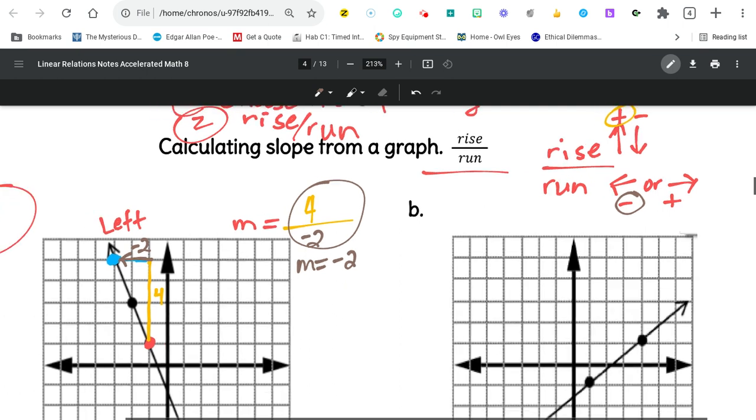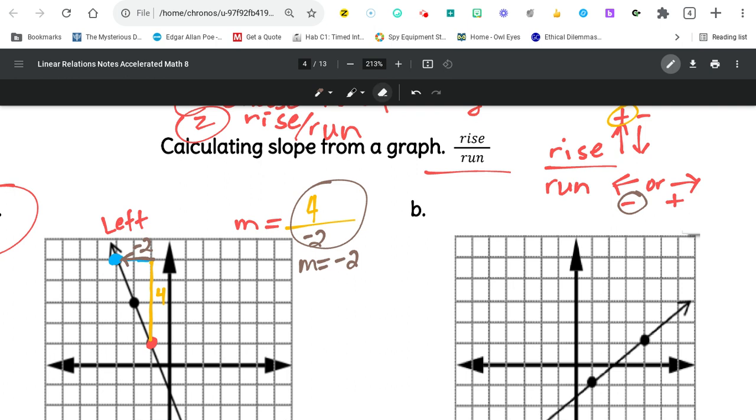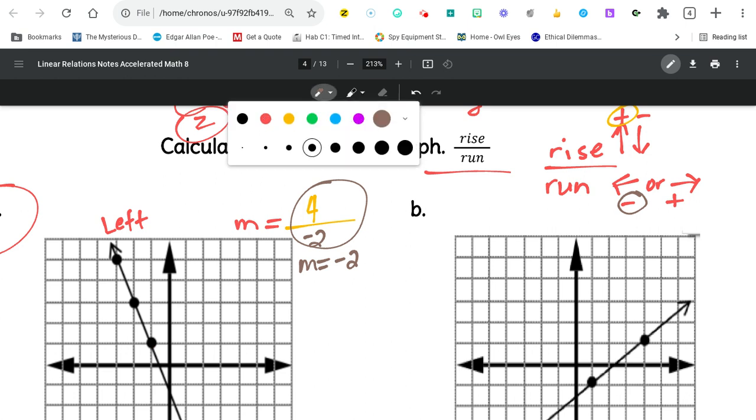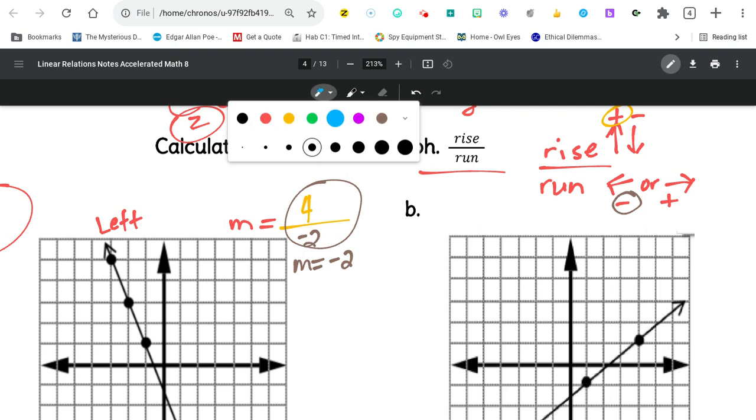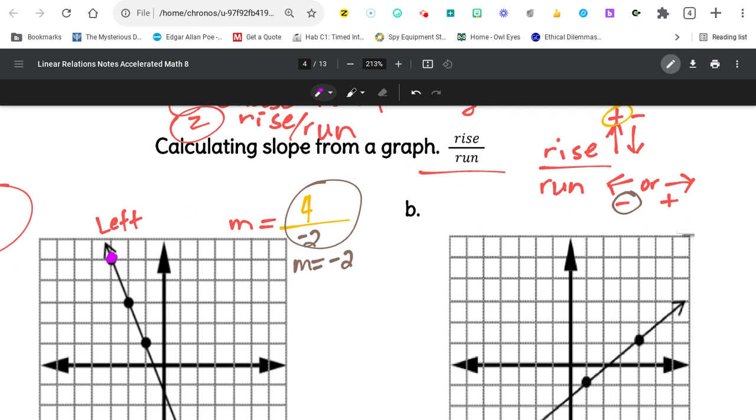All right, now those are not the only 2 points I could have chosen. So I'm going to erase it, and I'm going to show you that you could have chosen something else. Now keep in mind, if you run right, it's positive. If you run left, it's negative. If you rise up, it's positive. If you rise down, it's negative. I'm going to show you just 2 different points. So I'll stick with that one, but maybe I'll choose something like this.